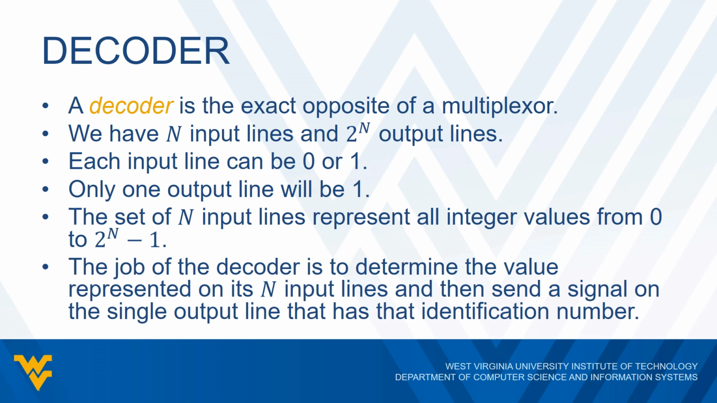So the job of the decoder is to determine the value represented on the n input lines and then send a signal. In this case, the signal would be a 1 on the single output line that has that identification number, and all other output lines are going to be set to 0.